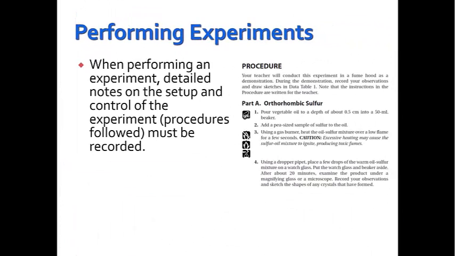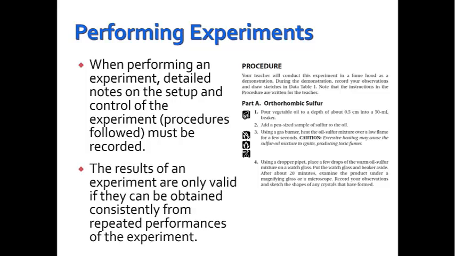When performing an experiment, detailed notes on the setup and control of the experiment, in other words, the procedures followed, must be recorded. The results of an experiment are only valid if they can be obtained consistently from repeated performances of the experiment. So people need to know what you did to get your results so they can see if they can follow those same procedures and get the same results as you did.